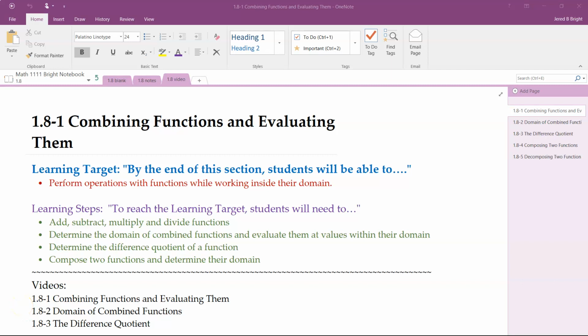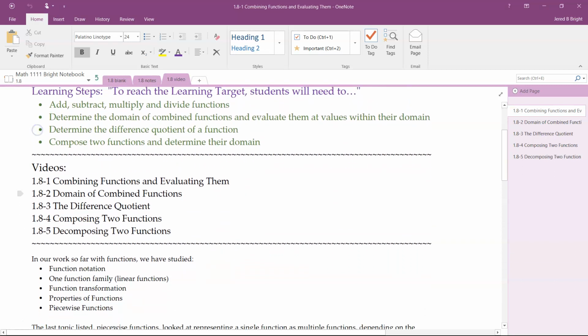Welcome back, and we are going to talk about function combination and just kind of go through the evaluation process as well. There is a little bit to do in this section. We have to talk about function combination and also function composition, so those will be in the later videos. But we want to be able to perform operations with functions, and you can see the different videos.